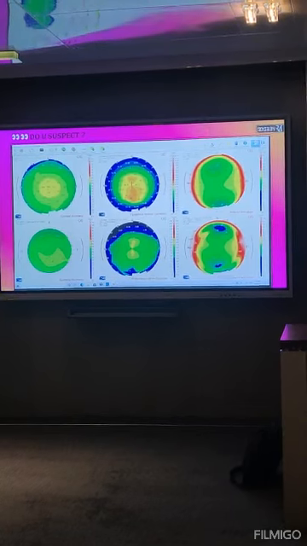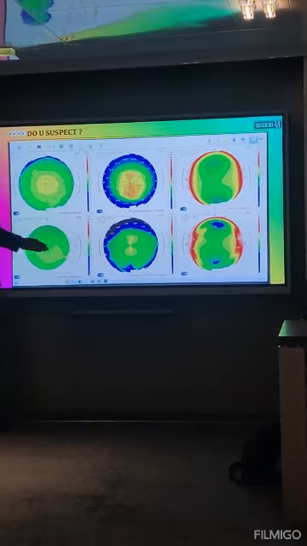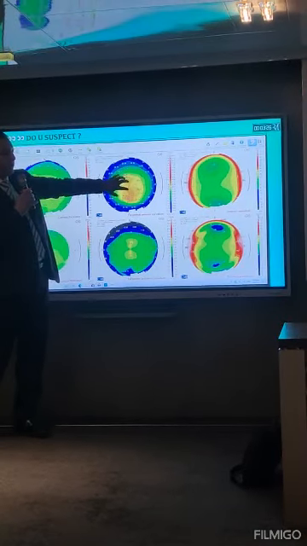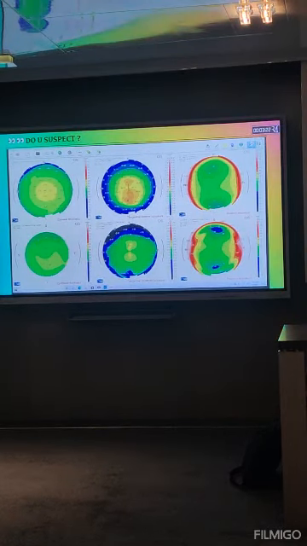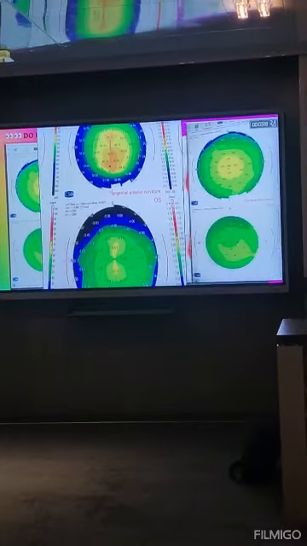So the epithelium is thickening. Thickening, yes. So I will be comfortable with this patient despite this highly significant steepening of the anterior surface. Let's go to the next, the same.